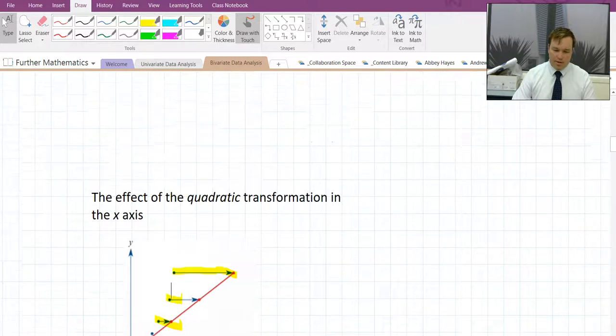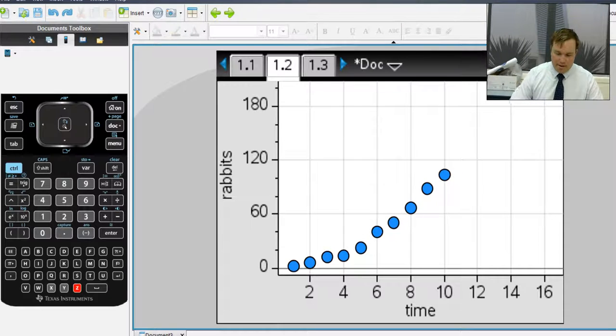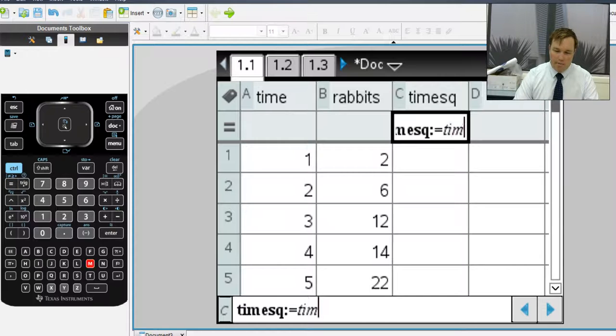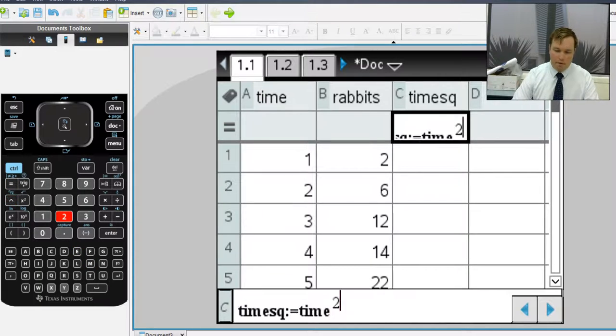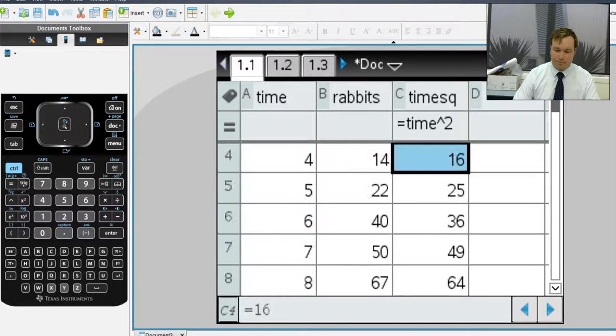So let's look at how we would do this on our calculator. What we would do is we go to our calculator. We'll get rid of that line. Go here. So what we're going to do is we want to stretch the x-axis. The x-axis is time. Time squared. So write t skew, or something to remind you that you're squaring time. And then what we're going to do here is write equals time, that's this column here, to the power of 2. And what it does is just take time and square it. Easy enough?